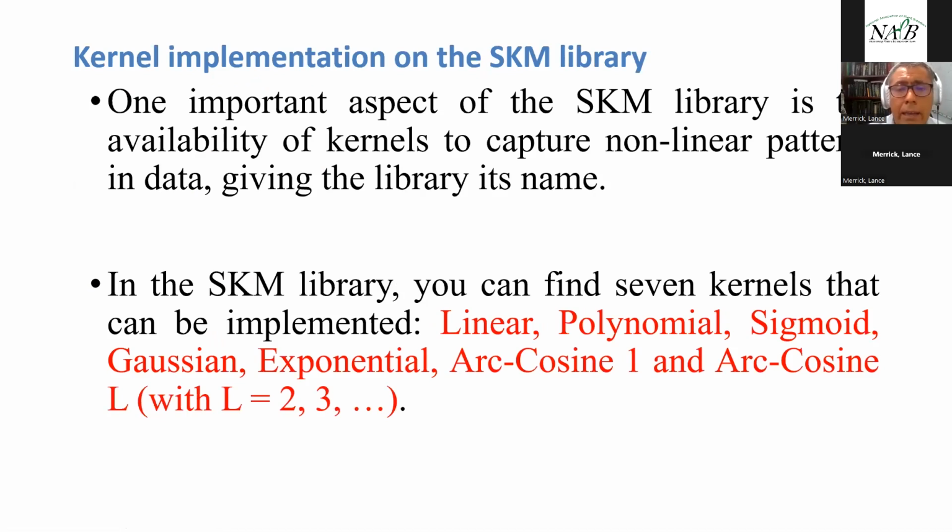Another important thing is that in SKM, we can also implement kernel methods. As you know, kernel methods are really efficient for capturing nonlinear patterns in the data, and the library allows you to implement 7 kernels. You can implement linear kernels, polynomial kernels, sigmoid kernels, Gaussian kernels, exponential kernels, and arc cosine kernels with 1, 2, 3, and 4 degrees. This means that these 7 kernel methods can be implemented in a very simple way, without so many lines of code.